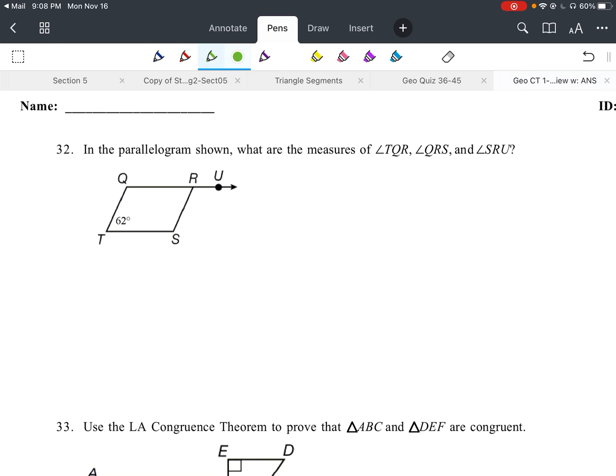Okay, parallel, this is going to be 62. Opposite angles are congruent. And because their sides are parallel, these are same side interior, or supplementary. So this would be 62 here at R. And then 118 here and 118 there. That's it.